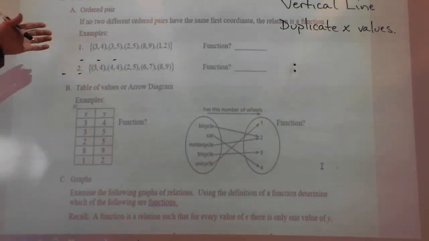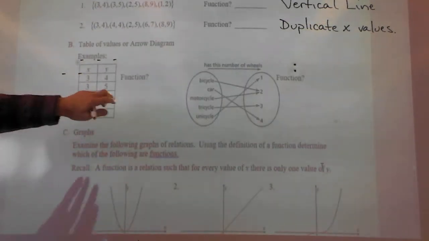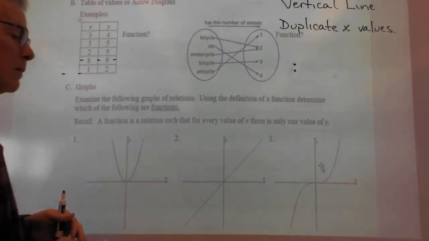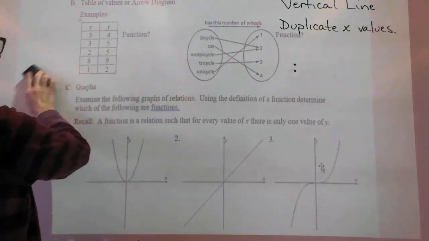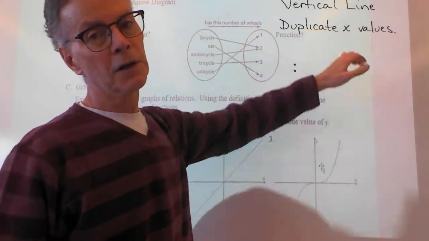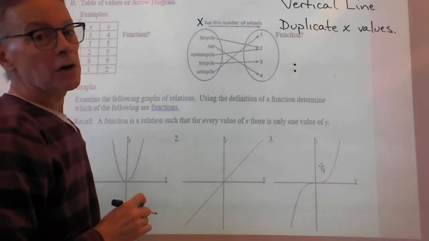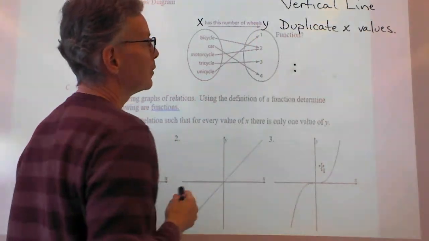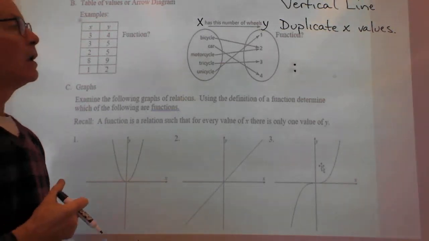Okay, and we've already done this. This is maybe a little bit different just because it's a little odder to figure it out. But again, if you just ask yourself, are there duplicate x values? Now remember, your left side will generally be your independent or x value.